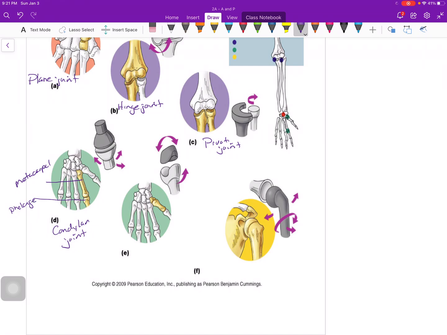Okay. And then next, you have the saddle joint. And when you look at the example up there, how that fits right here, that just looks like a saddle that you would put on something. And that's your carpal and your metacarpal number one. So that's your carpal and your first metacarpal. And then finally, you have your ball and socket joint.